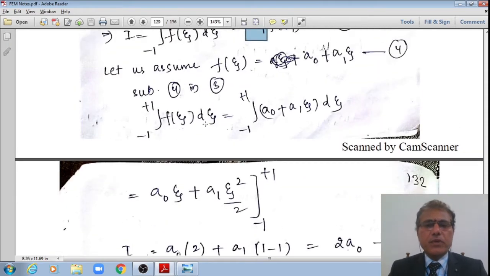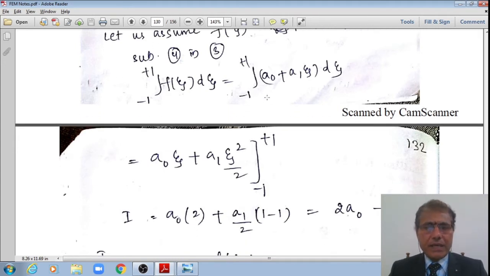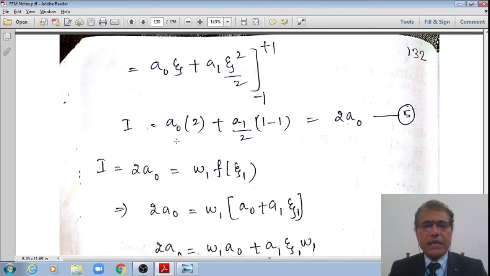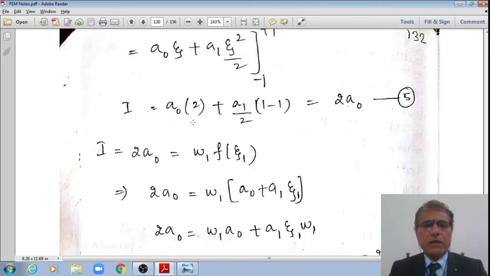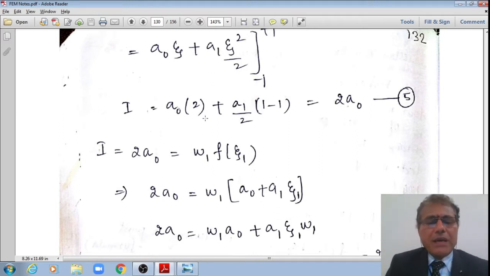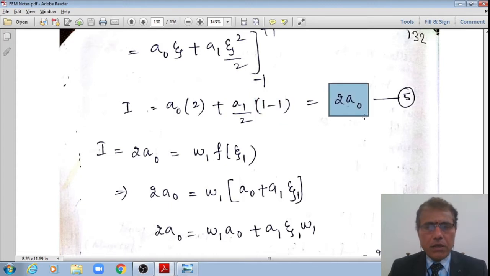Therefore, by substituting this in the above equation, now I'll get the LHS integral is equal to the RHS, the integral from minus 1 to plus 1 of a0 plus a1 xi dxi. Therefore, if I integrate, now I'll get a0 xi plus a1 xi square by 2 from minus 1 to plus 1. Substituting the lower bound and upper bound, students, I'll get I is equal to 2a0 plus a1 by 2 times (1 minus 1), which gets cancelled. Therefore, the integral is equal to 2a0. Let it be equation 5.